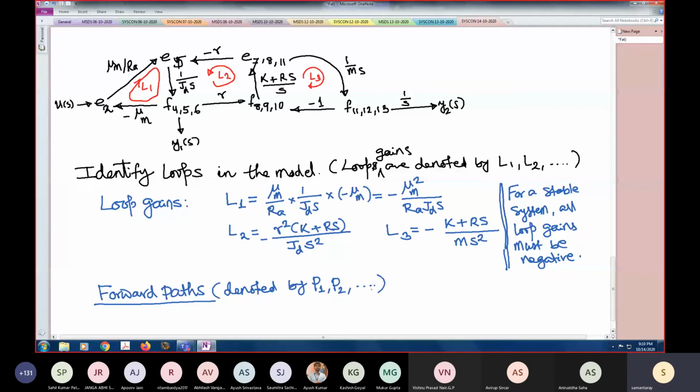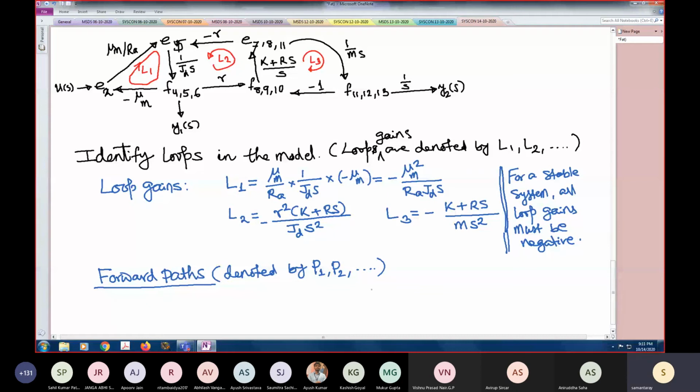The forward paths depend on your sensors and sources. So for US to Y1S, how many forward paths are there? That means how many ways can you reach from US to Y1S without going through any node more than once. So no node should be traversed more than once.